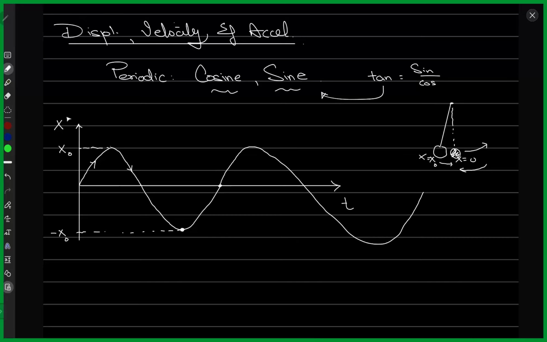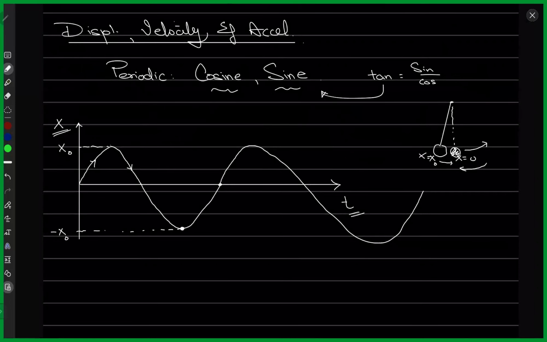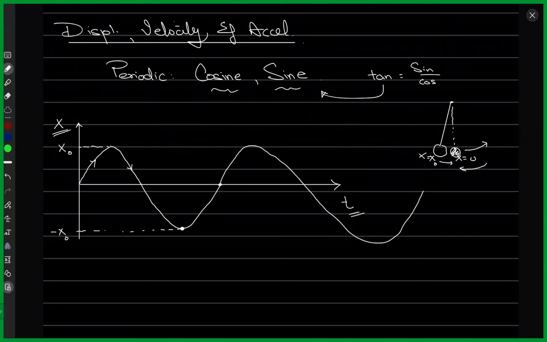So this is the displacement versus time. Is this clear? Is the displacement versus time graph clear for an oscillation? Yes, it's clear. Okay.